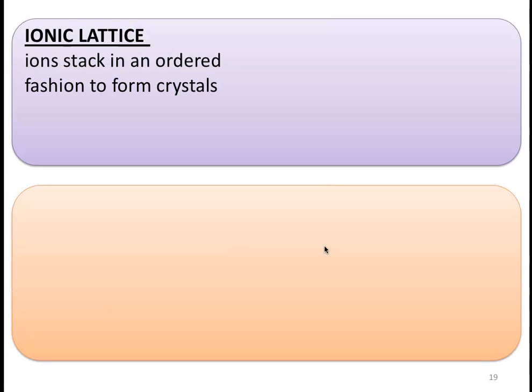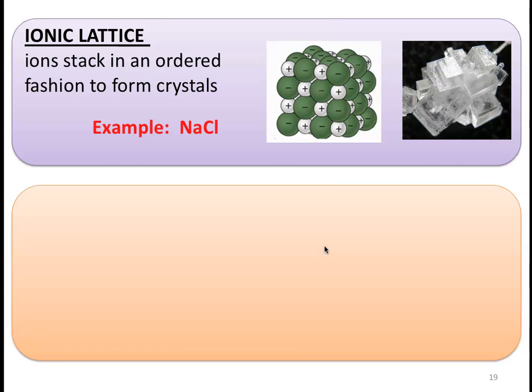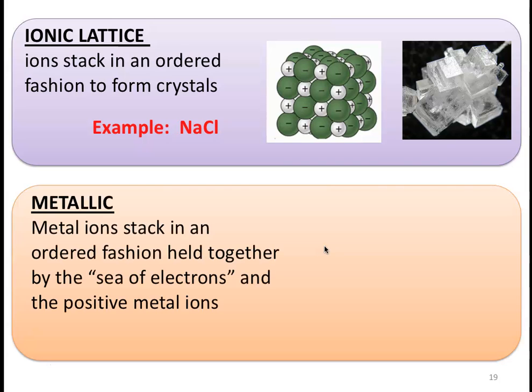So, ionic lattice, these are basically ions stacked in an ordered fashion to form crystals. It's a crystal structure where it has a repeating pattern over and over again. The pluses are the sodium, the green ones, negatives are the chloride, as an example. Here's salt crystals. It's very, very strong because there's a lot of positives attracted to a lot of negatives.